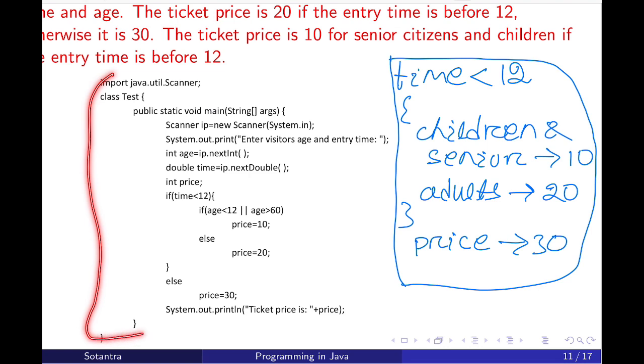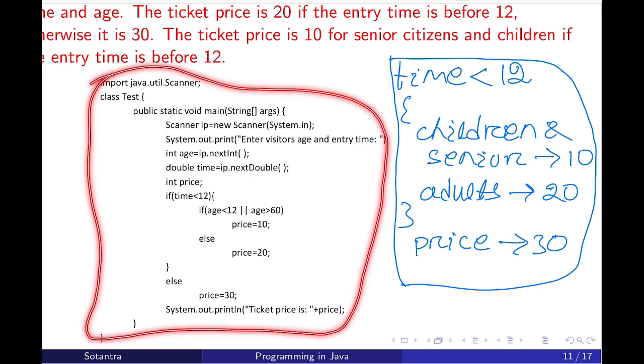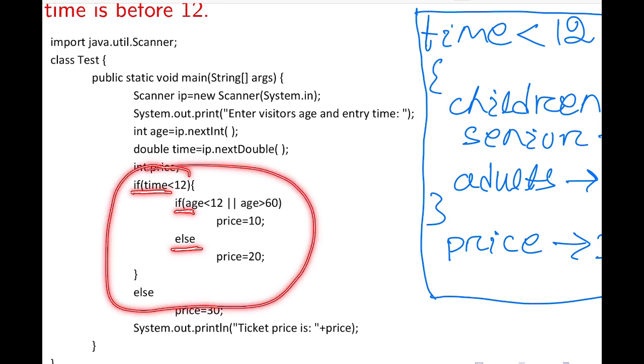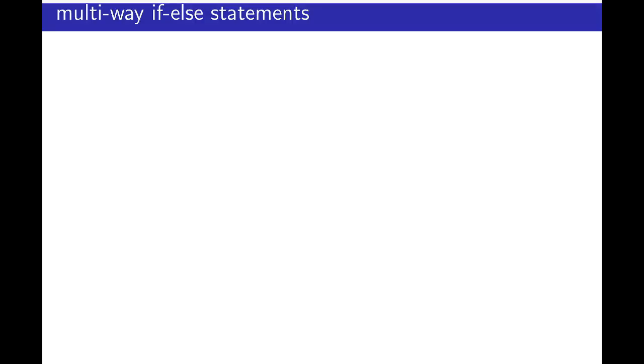You can see that it uses nested if. Here this if age less than 12 or age greater than 60 is written inside this if, or you can say this if else part is written inside this if. So it is one example of nested if. Previously we discussed that in the if part we can write any legal Java statement. Similarly in the else part also we can write any legal Java statement.